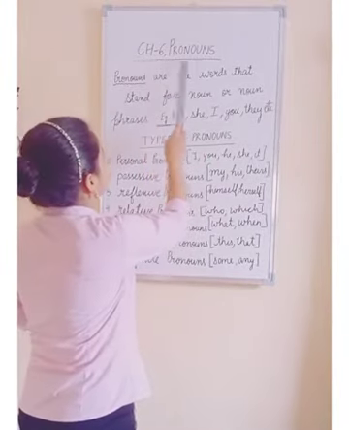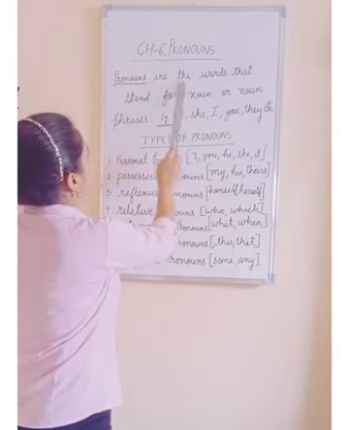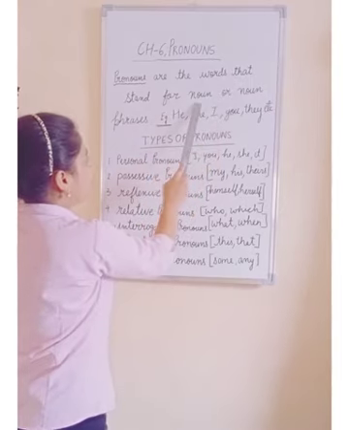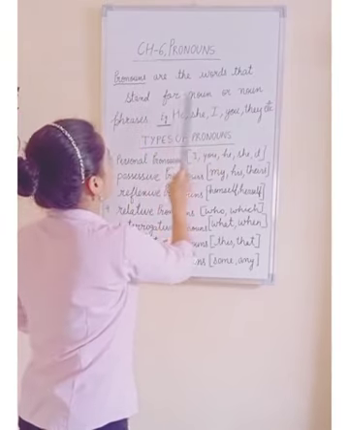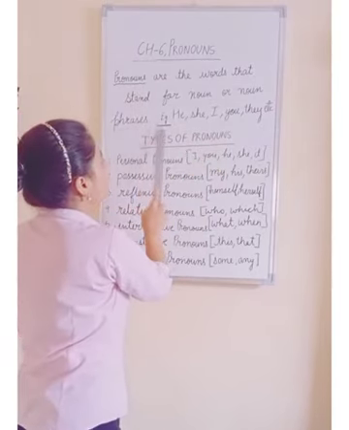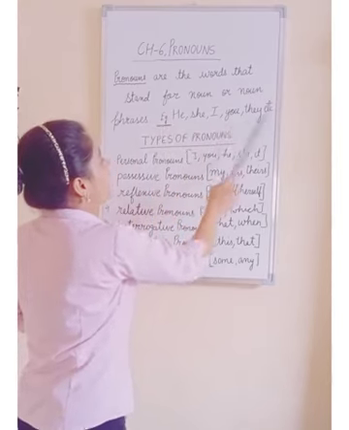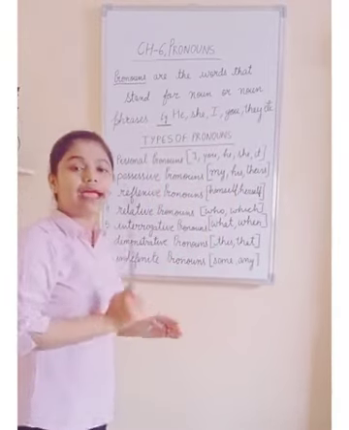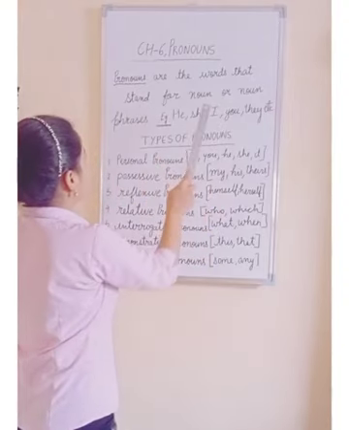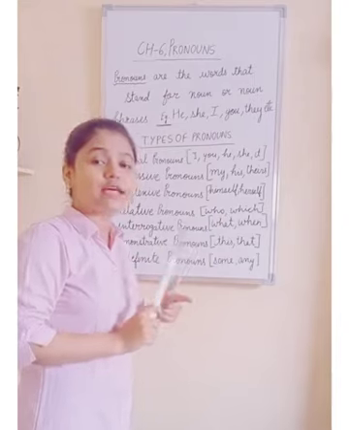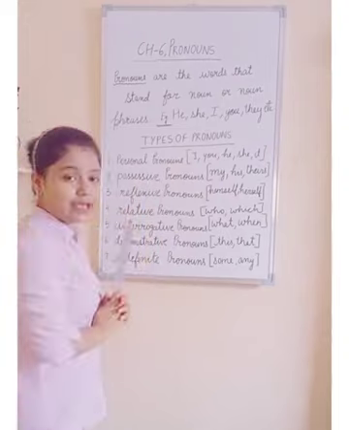Students, here is the definition of pronouns. Chapter number 6, pronouns. Pronouns are the words that stand for nouns or noun phrases. For example, he, she, I, you, they, etc. All these are examples of pronouns. Just now I told you that pronouns are used in place of nouns or noun phrases.